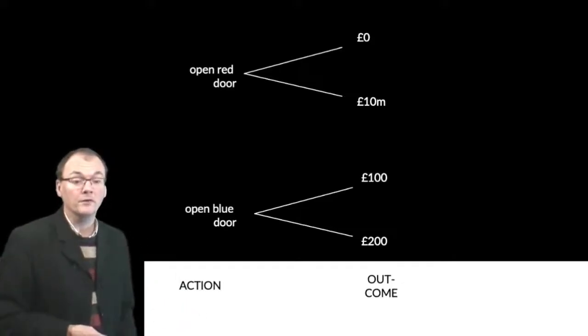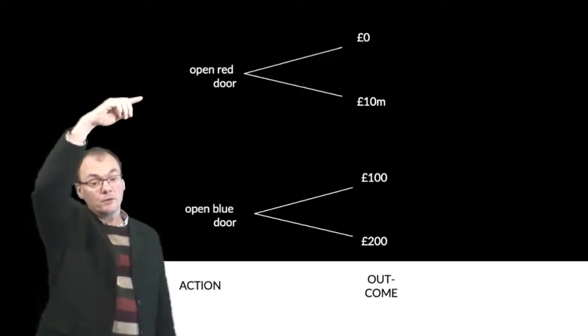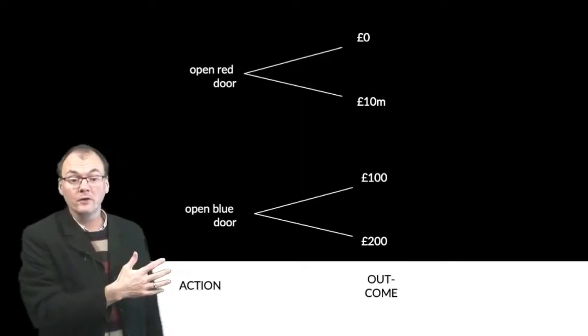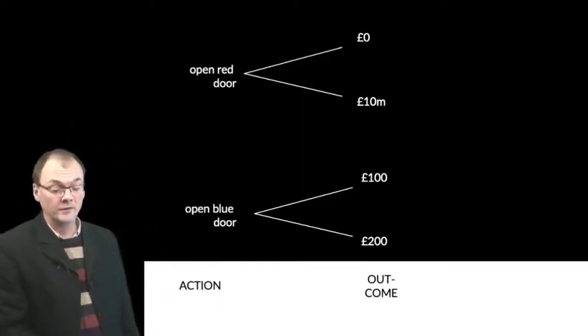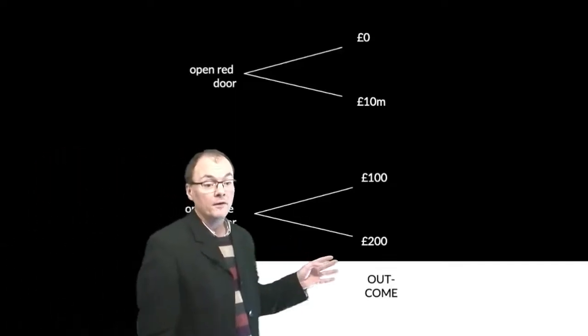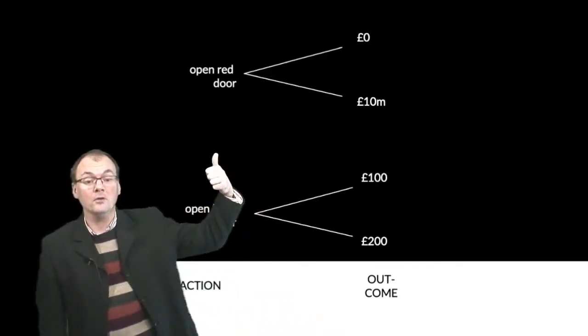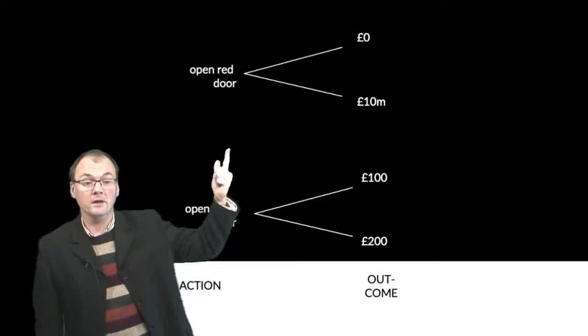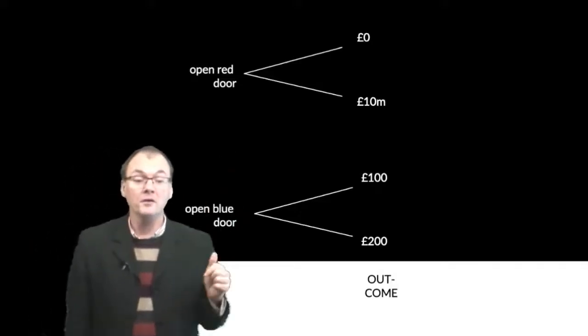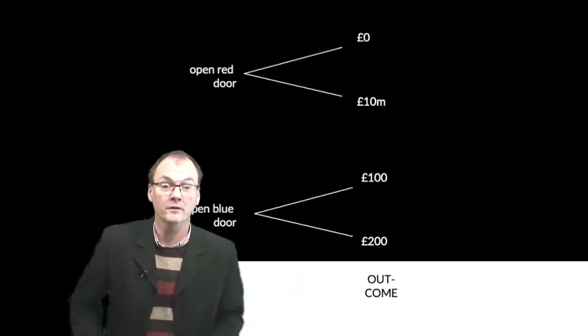So here's a very simple situation. You're on a game show and you have a choice. You can open the red door or you can open the blue door. So those are your actions. You just have two possibilities and you must do one of these. You can't do both. Now your actions can have various outcomes. So if you open the red door, you might either be awarded no money or £100 million. On the other hand, if you open the blue door, you might get £100 or you might get £200.